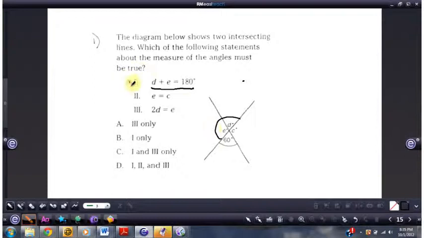This one is true, which means the answer cannot be A, because I know I is true, but it could be B, C, and D. Again, I'm eliminating an answer.